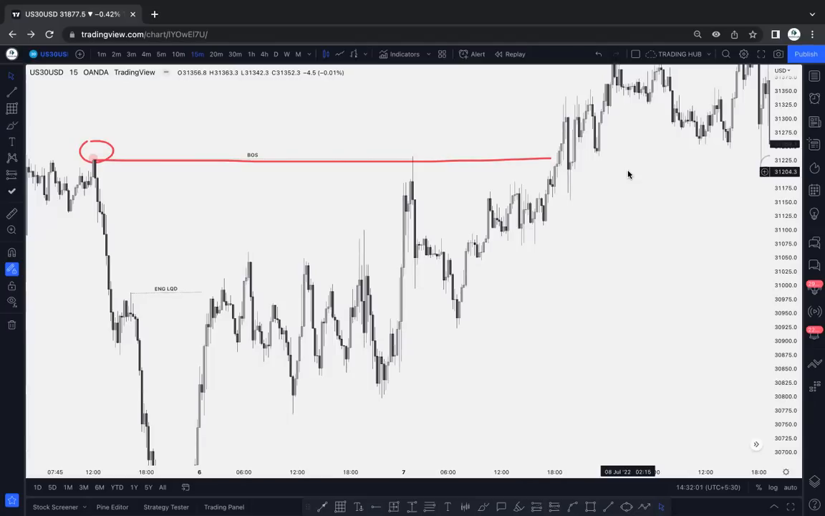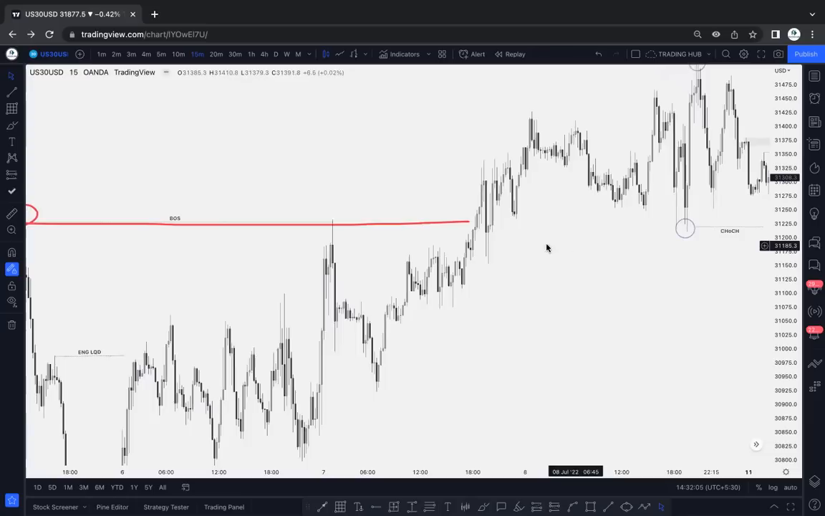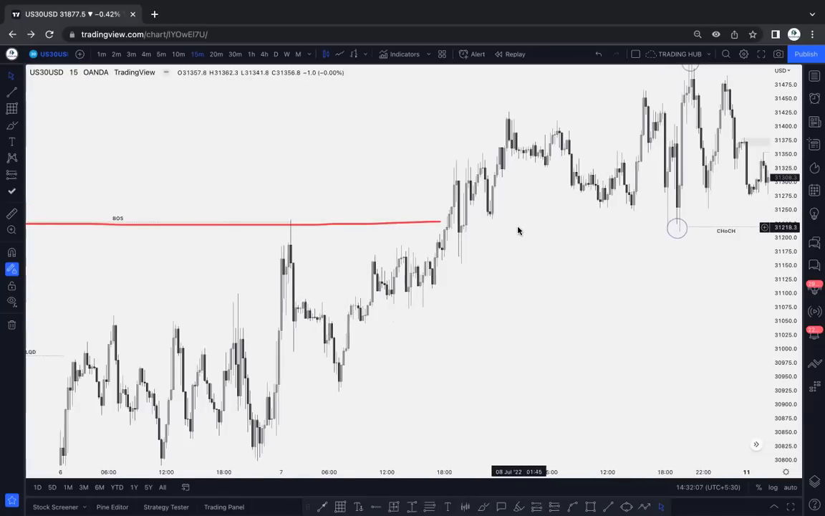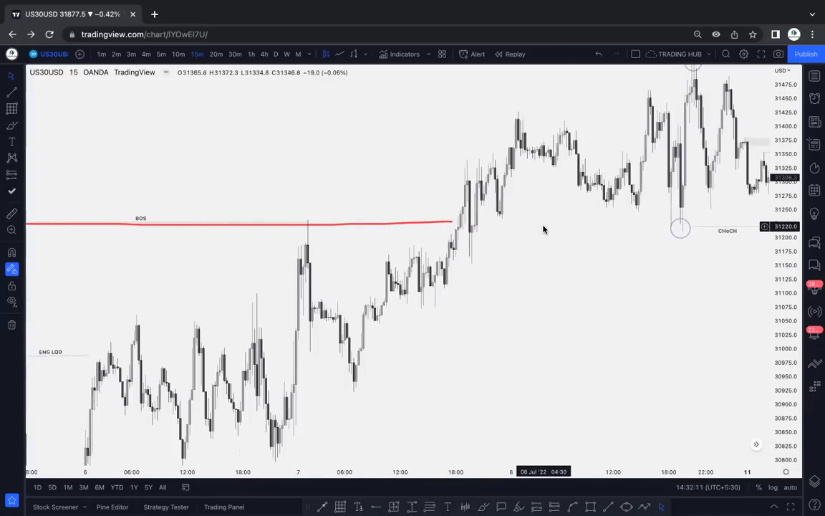After this break, I look for buy. Market closes above it here. And why? Because market has taken out the recent low here.